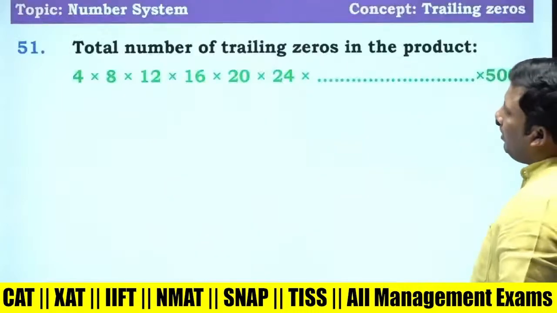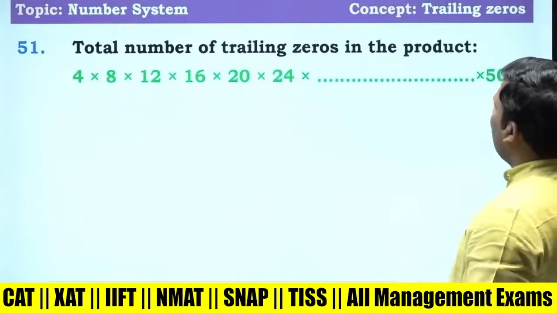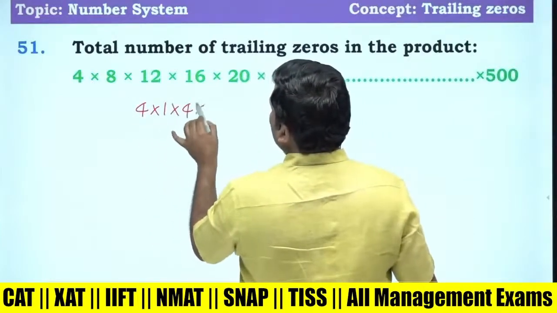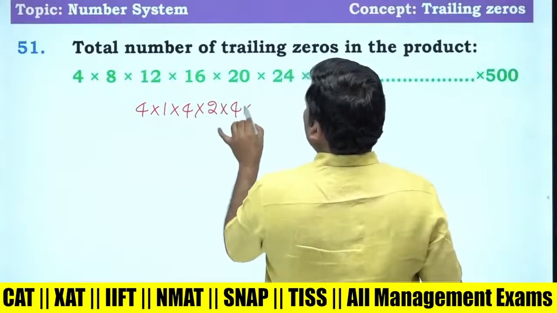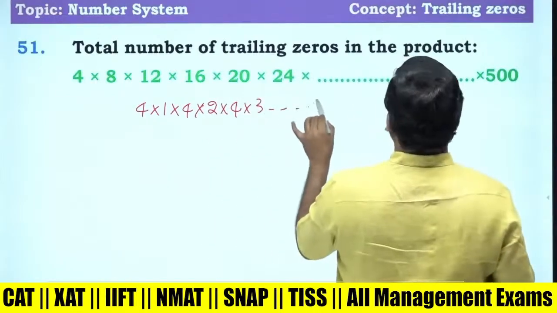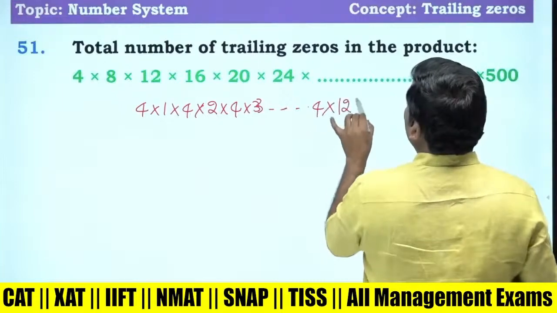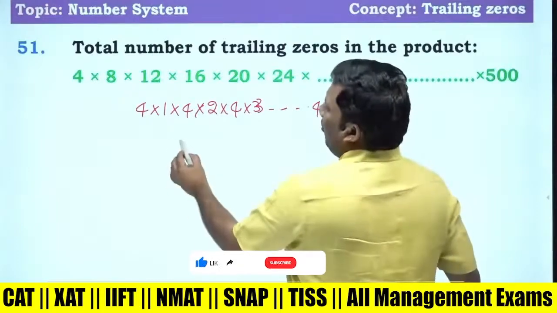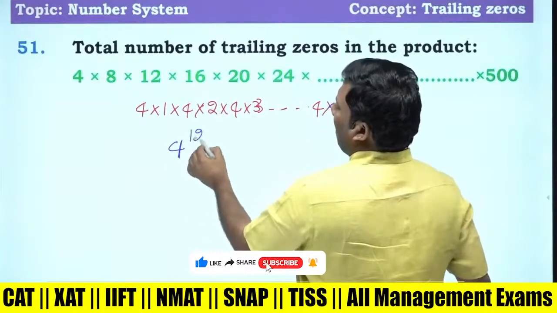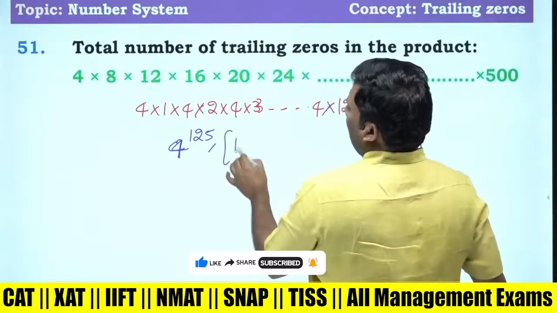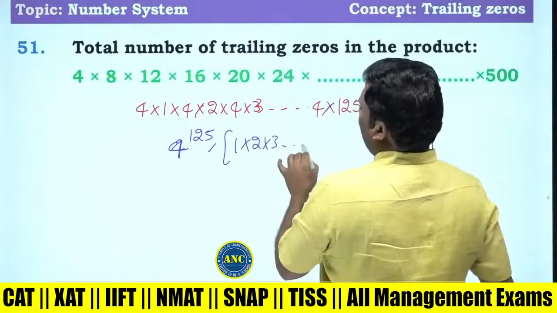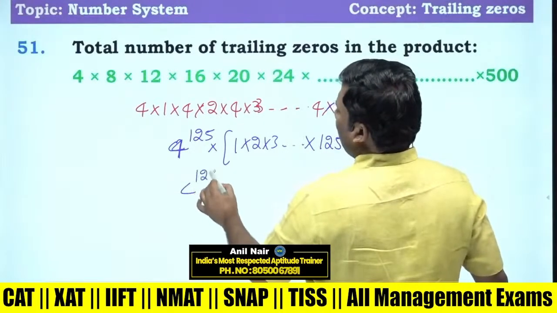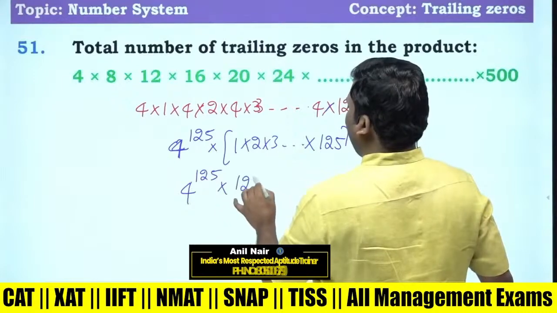Next one. 4 into 8 into 2 and so on. This method we already did. 4 ones are 4. 4 twos are 8, 4 threes are 12, and so on up to 4 125s are 500. So this will become 4 multiplied 125 times, 4 power 125, into 1 into 2 into 3 and so on up to 125. So this will be 4 power 125 into 125 factorial.